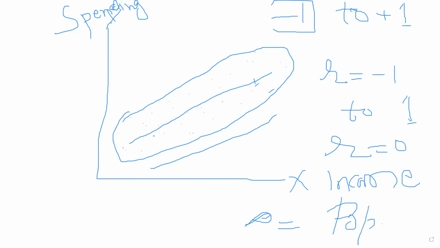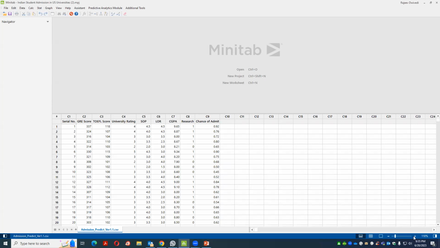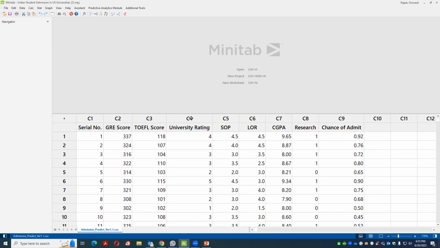So let's see, I'm just going to demonstrate directly with the data. Sharing screen, this is the data that we used in our past classes, the same Indian student data that we were dealing with. Say statement of purpose, letter of recommendation, CGPA, chance of admission: is there any relationship between these? One more thing: in this chapter, we are going to deal with two variables together. How many variables? Only two. This is simple regression.